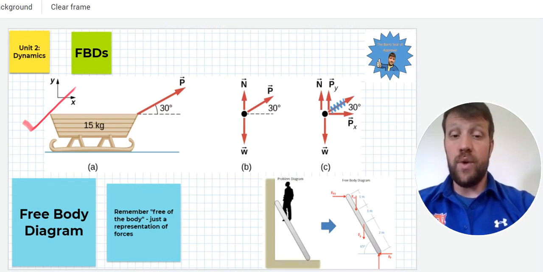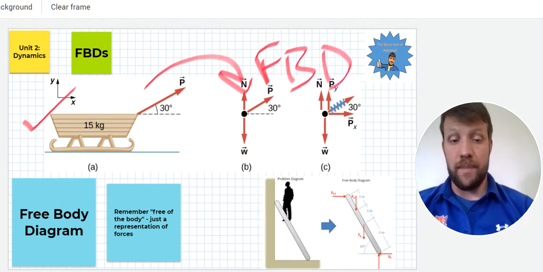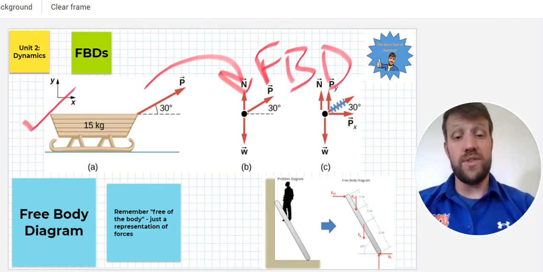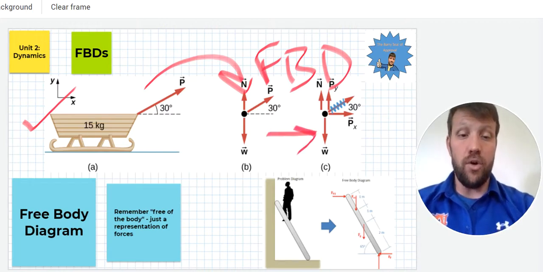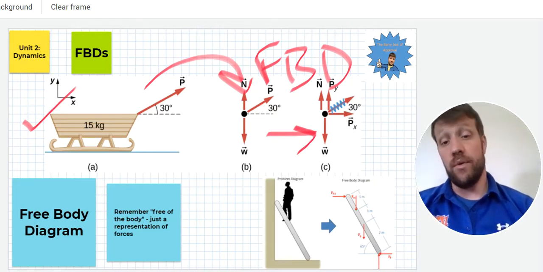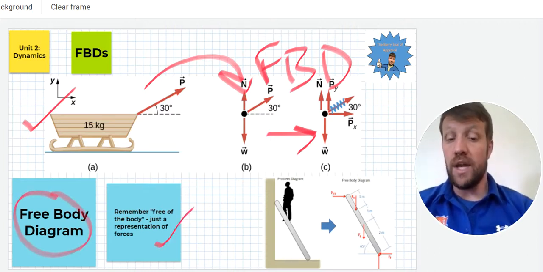that's applied. But if we move over to our FBD over here, our free body diagram, then we have removed the body from that. We've taken away the sled, and we're just showing a point with the forces applied around it. And now we're accounting for things like its weight downwards and its normal force pushing upwards. And if we take that even to the next level here from B over to C, then we're taking that P, that pull, that applied force at 30 degrees, and we're breaking it down into its X and Y components using our vectors. So this is what we have when we have a free body diagram. Again, remember, it's free of the body.